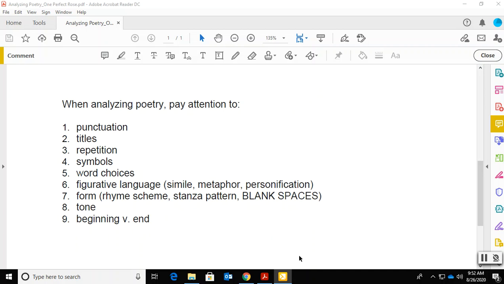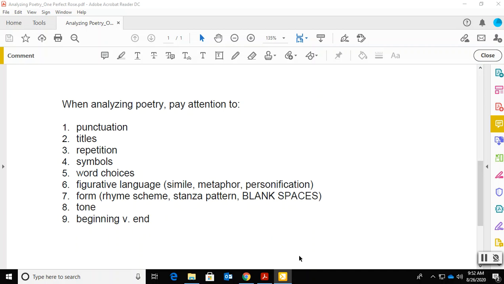Stanza pattern is the same way. Do you have a quatrain and a quatrain, and then all of a sudden 6 lines? So that would be a 4-line stanza, a 4-line stanza, and then a 6-line stanza. Well, you should pay attention to that. Also, are there blank spaces? Has there been one stanza and then a space and then another one. I mean, how do those things look on the page?